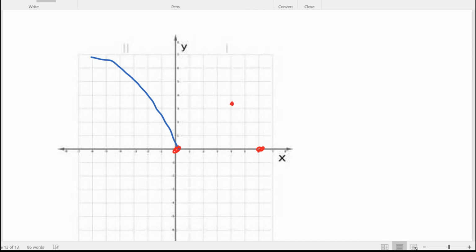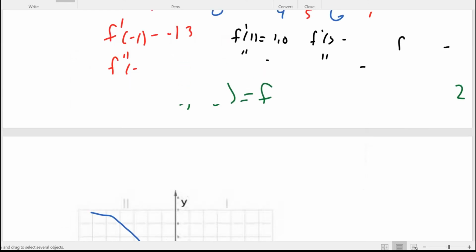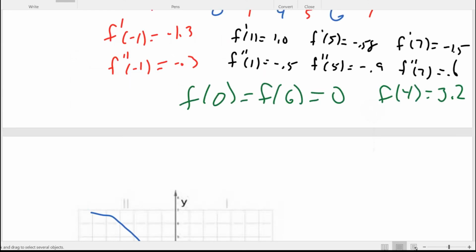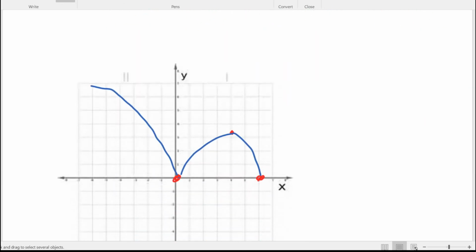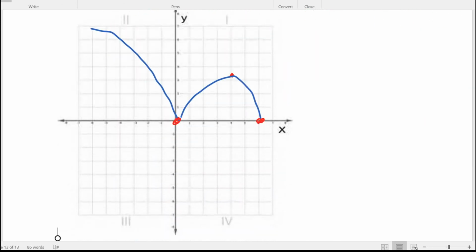And this is what happens when I have to scroll back and forth. Increasing, concave down until we get to that point. Then it's concave down, decreasing till we get to that point. And then the rest of it, from 6 on, was decreasing and concave up. So it's got to have that shape. So that is what that graph would look like in there somewhere. Ooh, that was a lot of work, wasn't it?